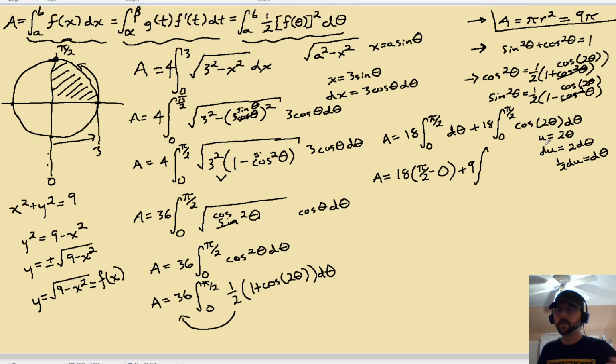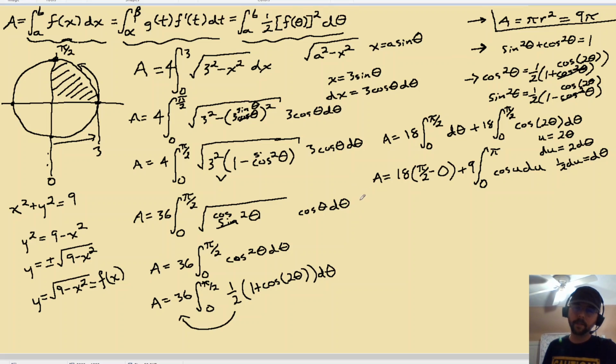So u equals 2 times theta. So here we have theta, well u equals 2 times theta, so we need to say that here we want u, so u equals 2 times 0, which is still 0. And then for the top one, we have u equals 2 times pi over 2. 2 times pi over 2 is pi. Cosine of u du.